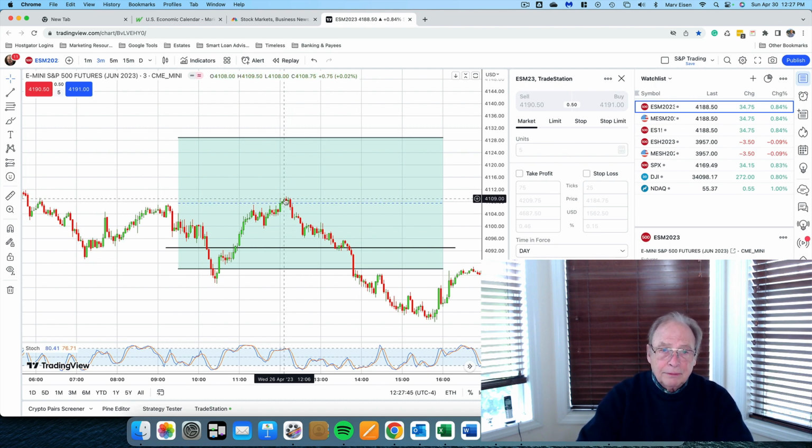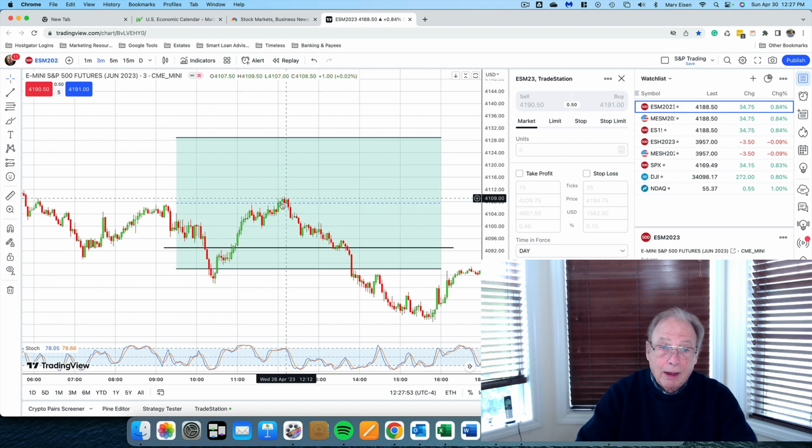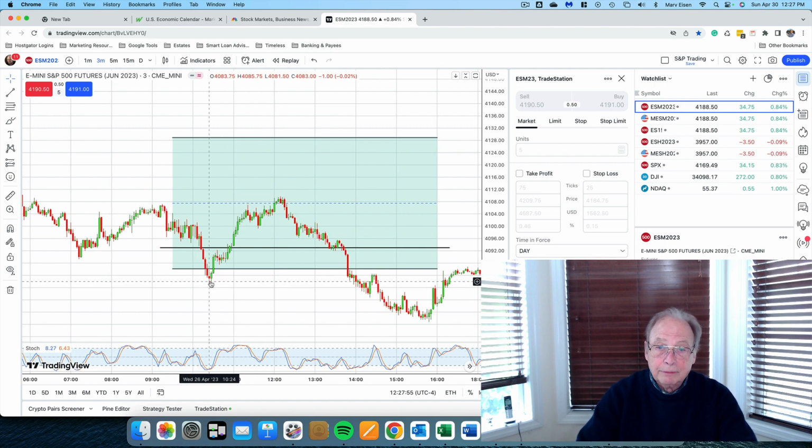But a strange thing happened. 41.08, 41.09 became the intraday high. This was the intraday low down here at 40.82. And the trading zone is particularly useful at knowing the range if you know the intraday high or low. Now the intraday low was down here.